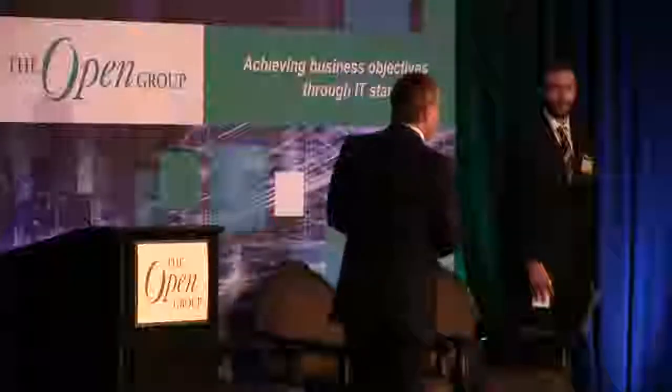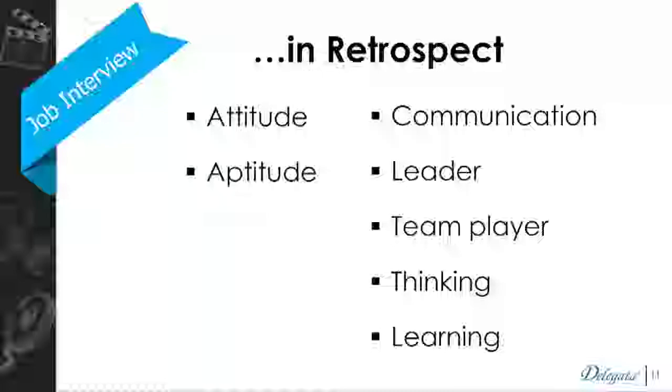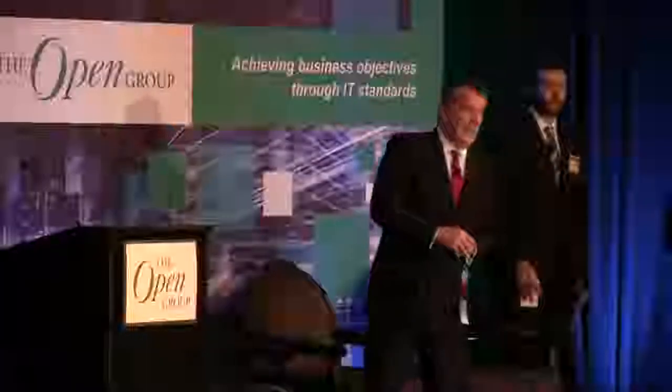Or are you going to look for aptitude? Are you going to look for attitude? Are you going to look for their ability to effectively communicate? Are you going to look for their ability to work on a team? Are you going to look at their ability to think, to lead, and communicate?